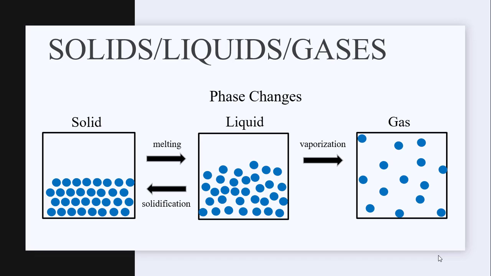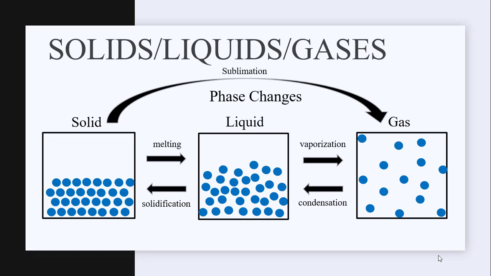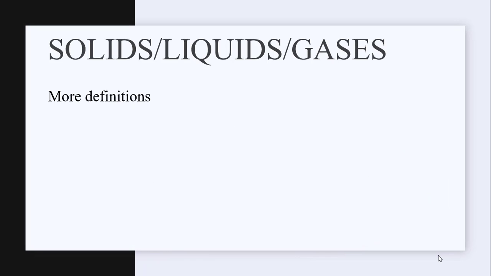Going from a liquid to a gas is vaporization. Gas to a liquid is condensation. You can go directly from a solid to a gas, and that's called sublimation. You can go directly from a gas to a solid, and that's called deposition. That one is usually forgotten about, but we deal with it here in New Hampshire all the time. Deposition is what happens when frost shows up on your windshield. Now we need some more definitions.